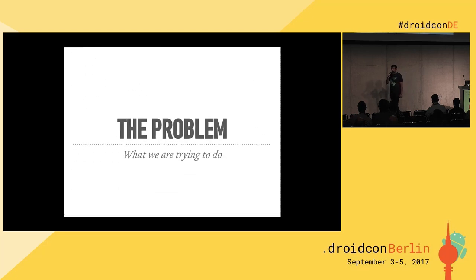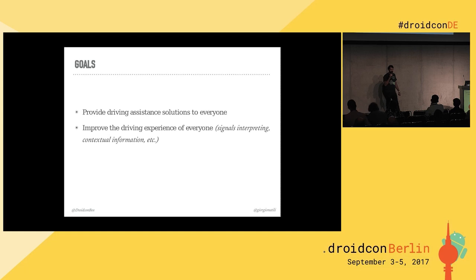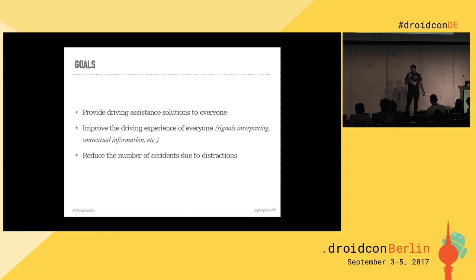The problem that we want to solve is pretty simple. These are common problems. We want to provide a better assistance solution to everyone, a better driving experience to everyone. We want to be able to interpret correctly the signals, giving contextual information, and we want to reduce the number of accidents due to distractions.